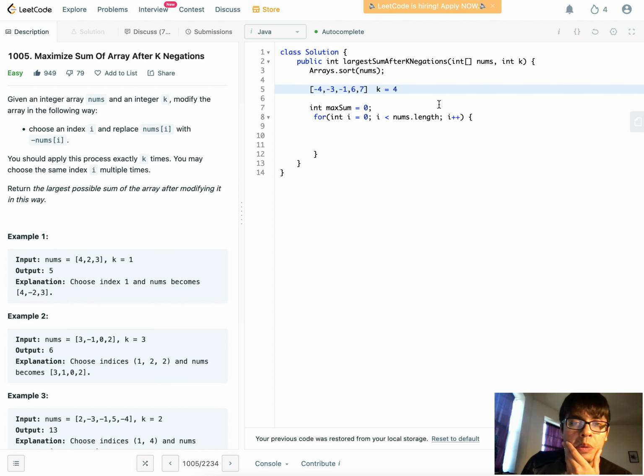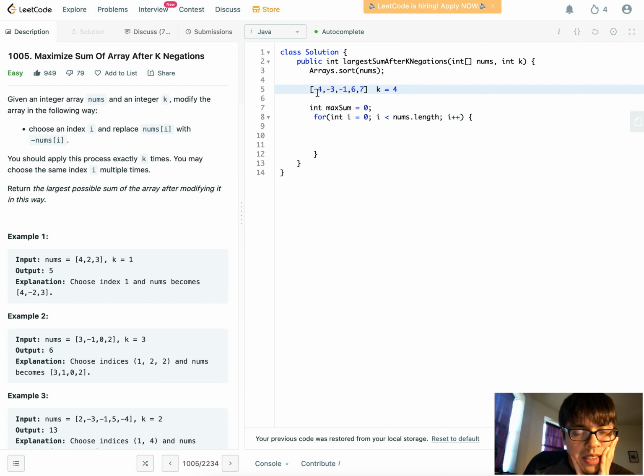What would happen if I employed my previous strategy? So I'd go bam, bam, bam, bam. Uh-oh. Is this really the largest sum? Because the sum at this point would be 4 plus 3 plus 1 minus 6, that would be 2 plus 7, which would be 9. But is that really the largest sum? Because I'm going to go back to my previous state.